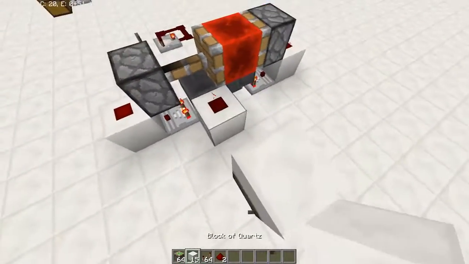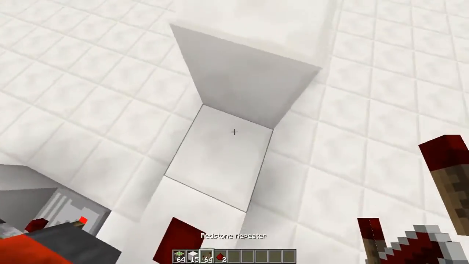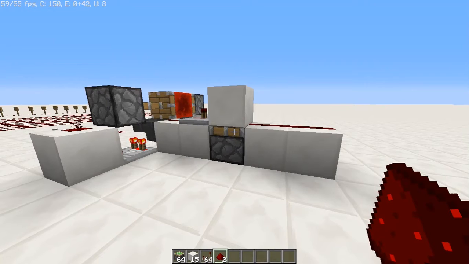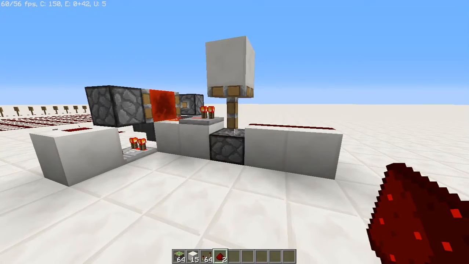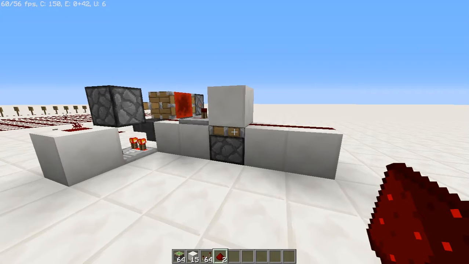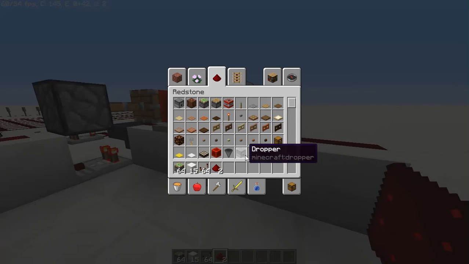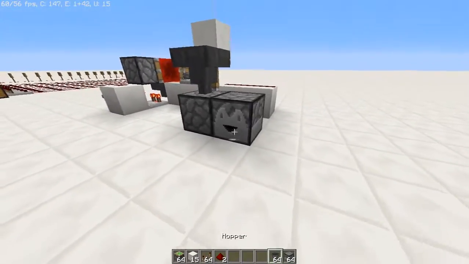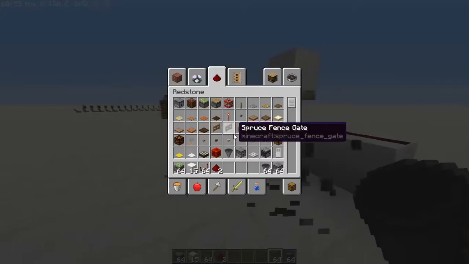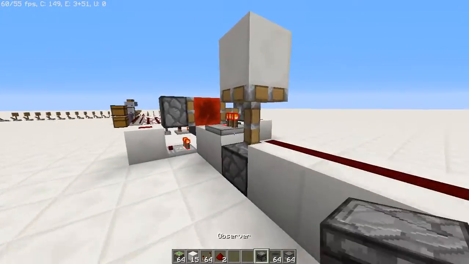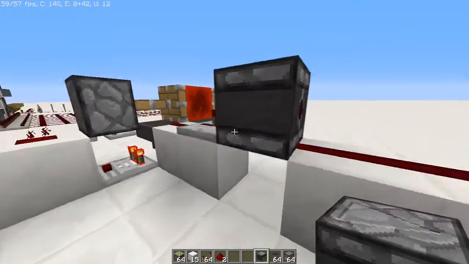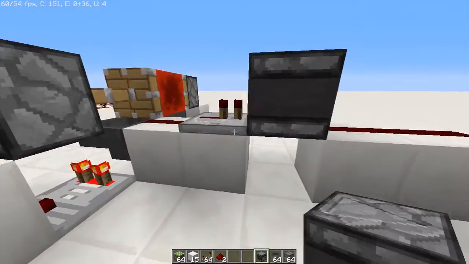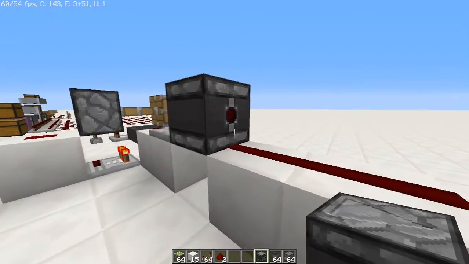And how the monostable circuit works is a monostable circuit gives a 1 tick signal. If you watched the last video, you'll know what a tick is. This is the one I typically go with because I know it better. Alternatives would be a dropper with a hopper pointing into it, and this one can be set up even sideways if you want, like that, or just simply an observer, which pretty much just detects whenever a block updates and gives a 1 tick pulse.